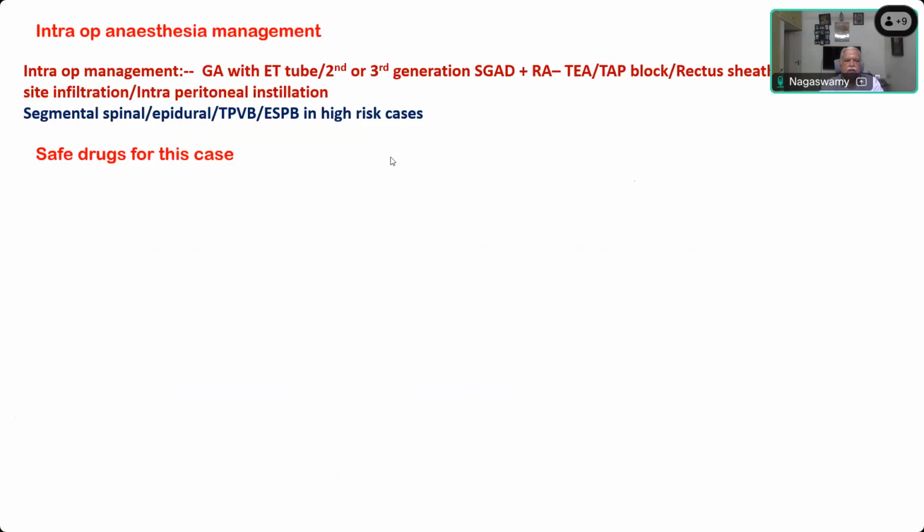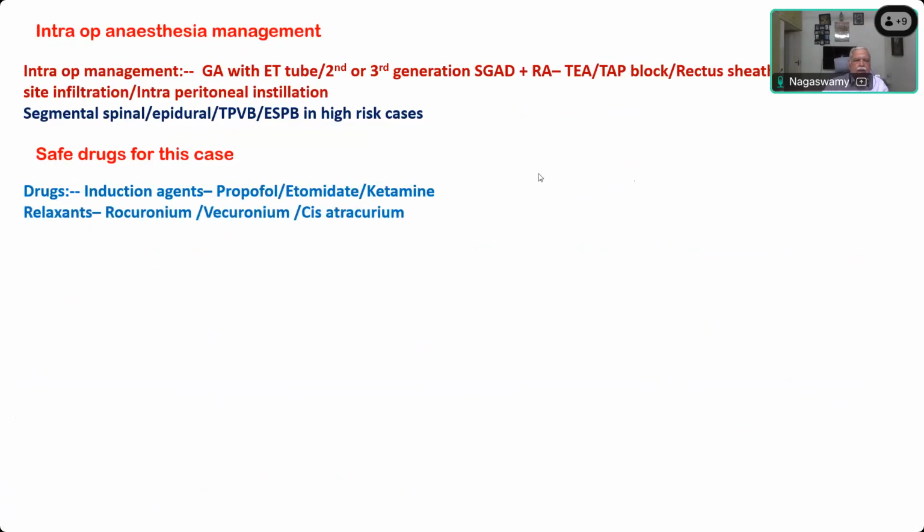What are the safe drugs to use in this case? IV induction, propofol is better than thiopental, sir. Yes. What about ketamine? Ketamine is also a bronchodilator, but it increases the airway secretions. So we can control it with glycopyrrolate. Okay. So induction can be propofol, etomidate, or ketamine. Then muscle relaxant, avoid atracurium. So you can choose between these three.